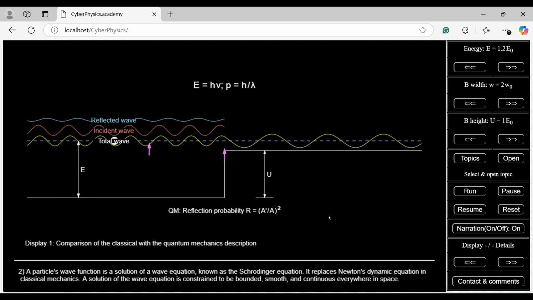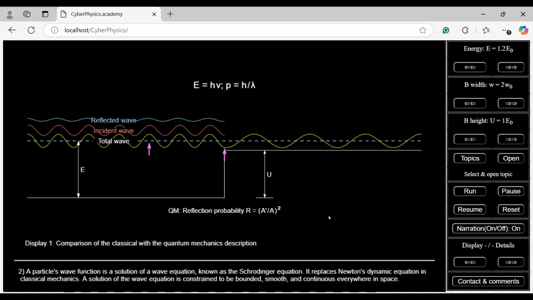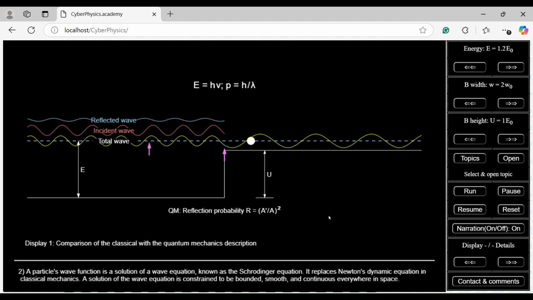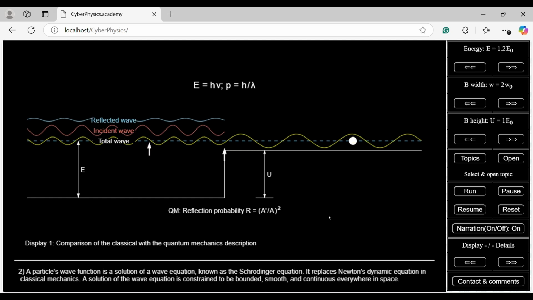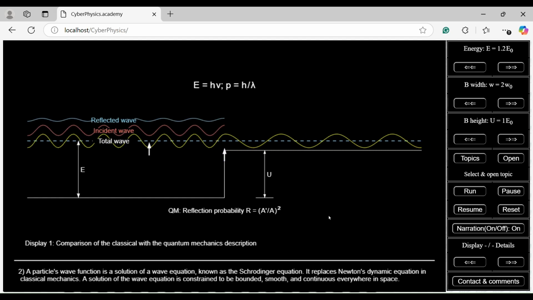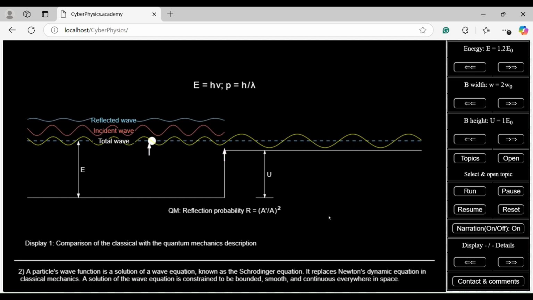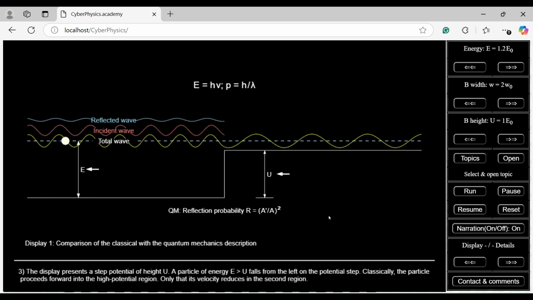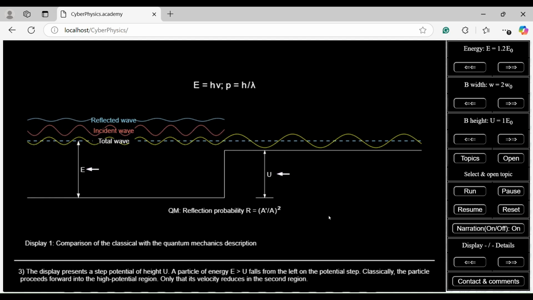A particle's wave function is a solution of a wave equation, known as the Schrödinger equation. It replaces Newton's dynamic equation in classical mechanics. A solution of the wave equation is constrained to be bounded, smooth, and continuous everywhere in space. The display presents a step potential of height u.